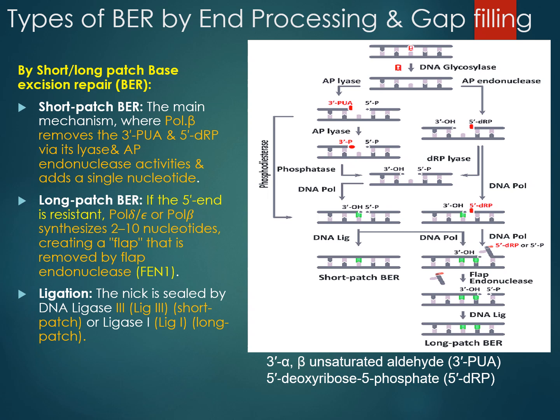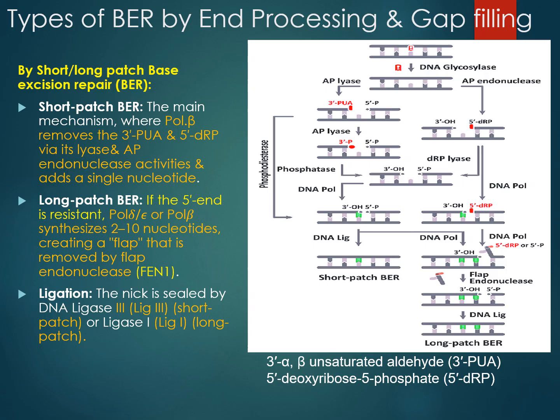There are two types in BER. It can happen in a very small patch, or it can even happen as a long patch. Short patch is very common. It is the main mechanism where polymerase beta removes the 3' PUA, the unsaturated aldehyde, from the 3' end. And from the 5' end, the dRP will be removed. So the removal is done by the lyases or AP endonuclease.